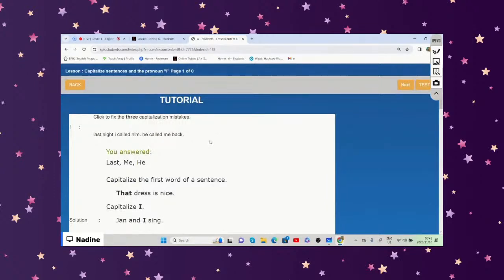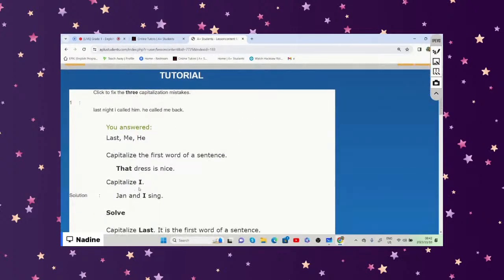So we capitalize the first word of a sentence, right? It's like saying the start of your sentence starts with a capital letter. For example, that dress is nice. And we capitalize I, whether it is at the beginning of the sentence, in the middle of the sentence, at the end of the sentence. So we capitalize the first word of a sentence. That dress is nice.